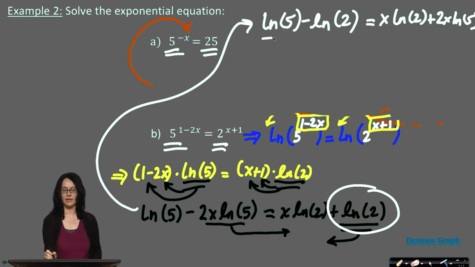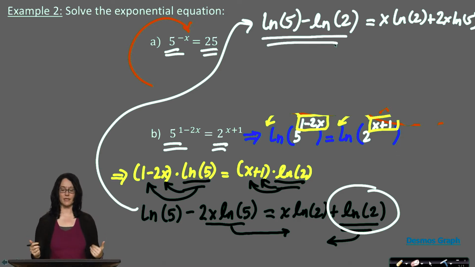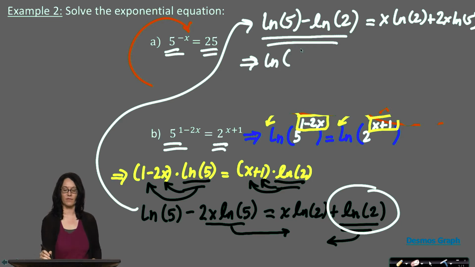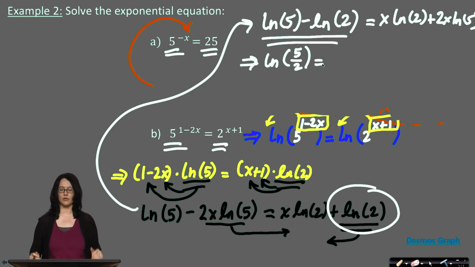If you're really paying attention, you could show me that you can condense here. ln 5 minus ln 2, how does that condense? If you have division of two logs with the same base, coefficients of 1. That's right, if you said natural log of 5 over 2 or 2.5, that's the same thing, isn't it? Just makes it easier to write.